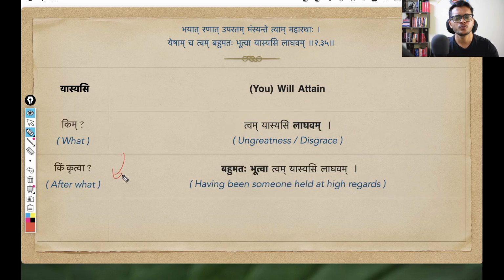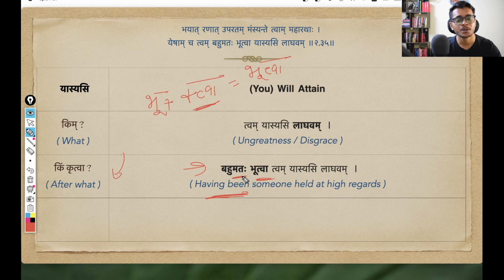Now if we move on, we have one more piece of information. That is why I'm asking this question, Kim kritva? So Krishna is saying, Bahumataha bhutva. See, bhutva is coming from the bhu dhatu, and we have often seen this dhatu being modified using the tva pratyaya. So bhu plus tva becomes bhutva, that is, having been. And bahumataha means someone who is respected, someone who is held in high regard.